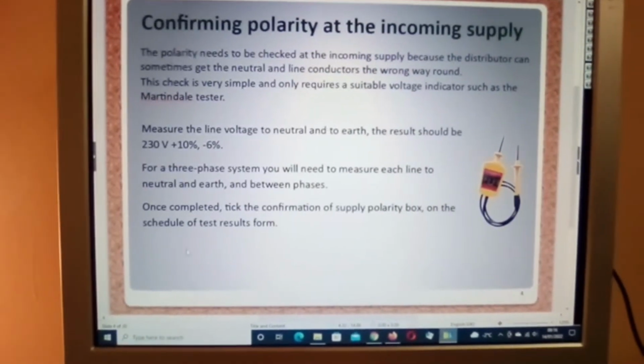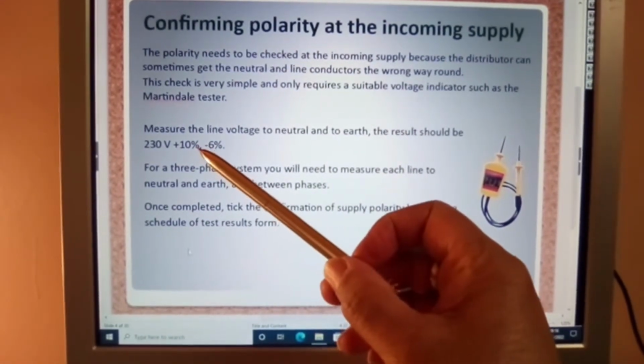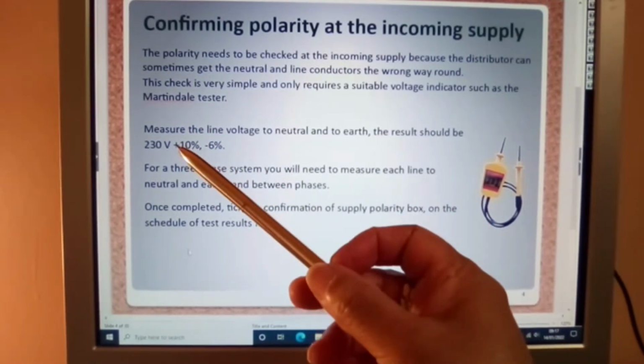Now the minus 6% here is the allowable voltage drop. Okay, basically.